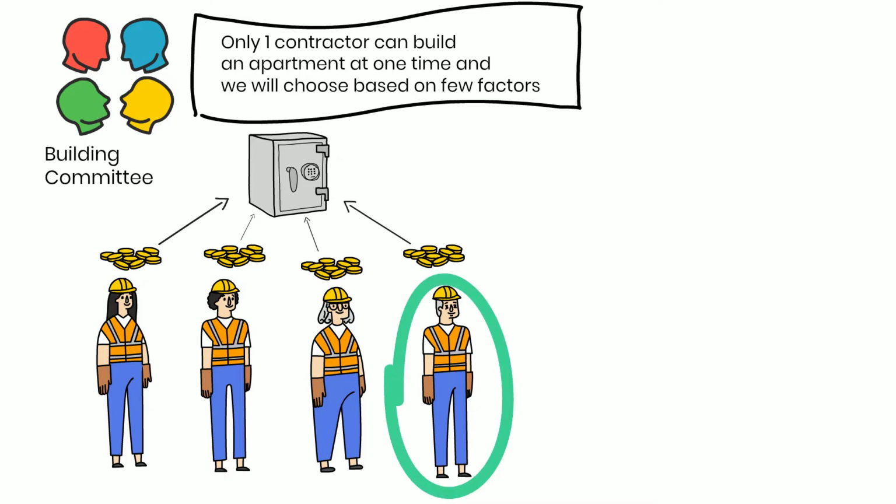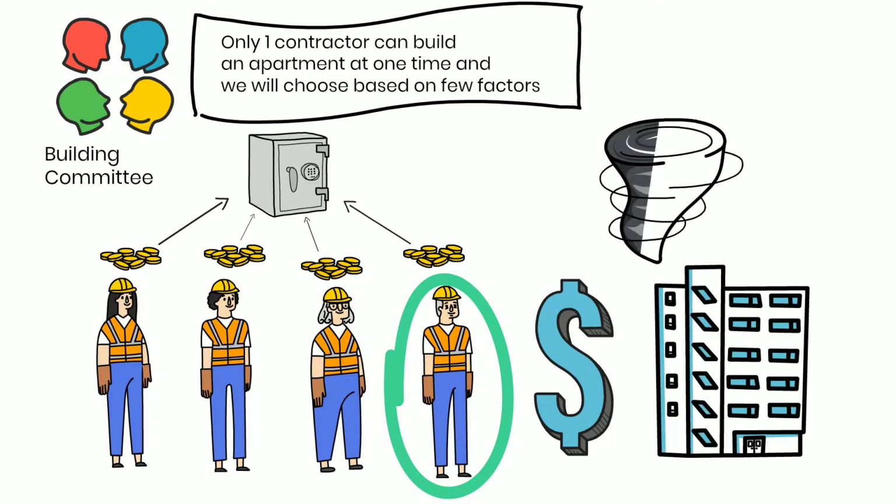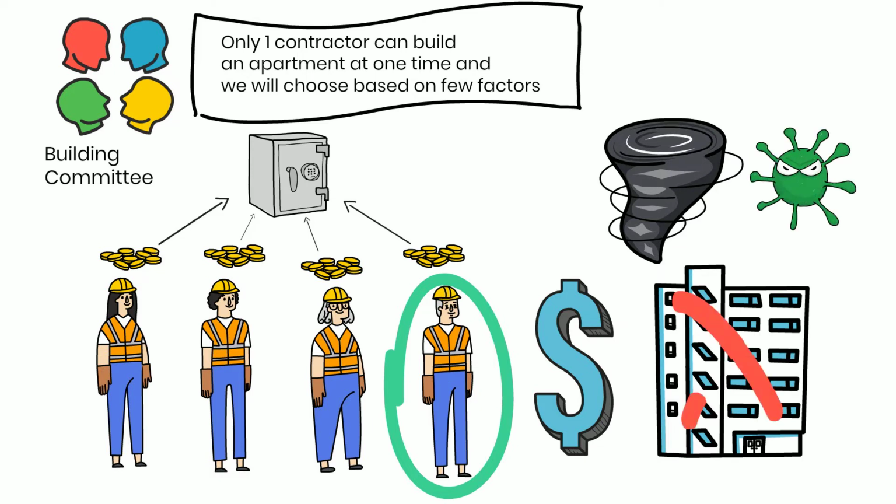The chosen contractor will be rewarded only after the successful completion of the apartment. And if for any reason the chosen contractor cannot complete building the apartment, he will be penalized by means of losing a portion of the deposit. How does this relate to proof of stake then?